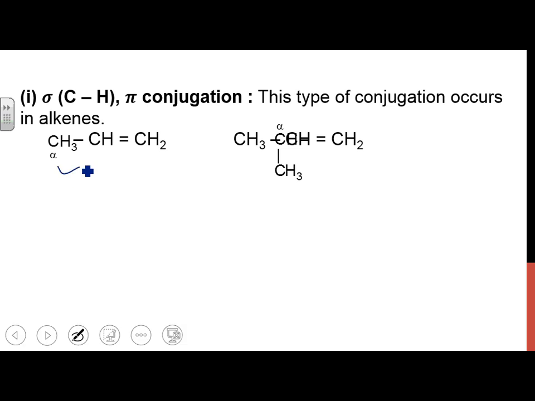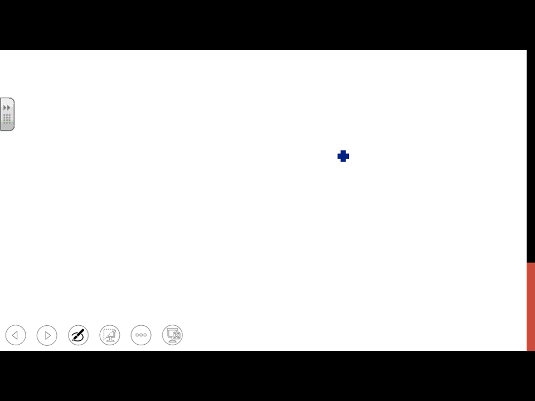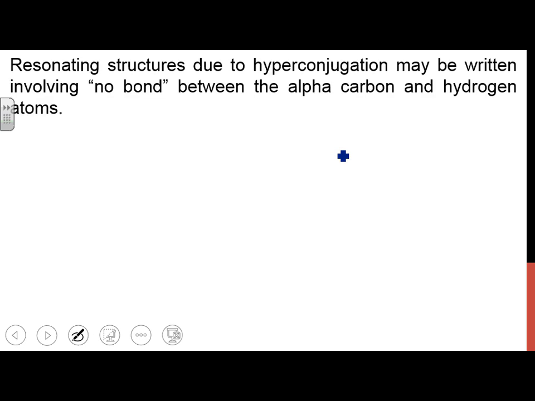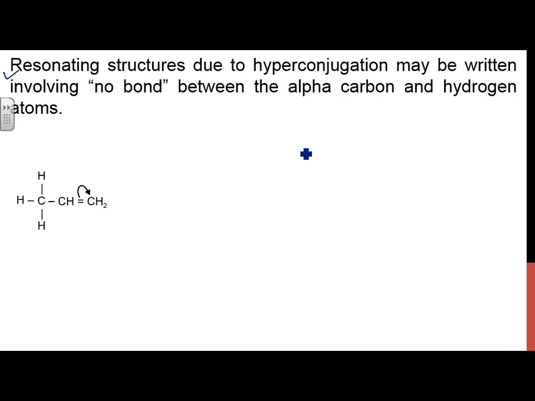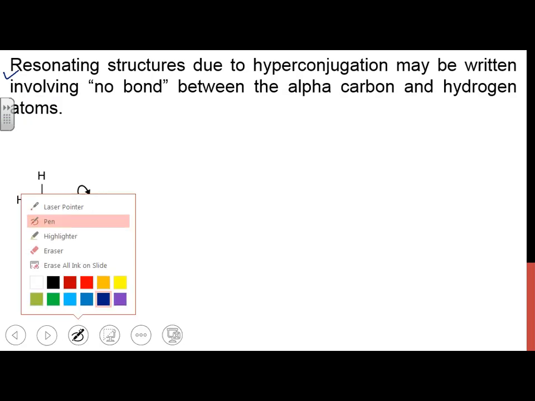Here, this compound will show hyperconjugation because it has alpha carbon, alpha hydrogens. This compound is not properly drawn, but I had already explained it. This compound also I had explained, so no issues. But what is hyperconjugation? Let's see. Before I explain this definition, let me explain in detail what hyperconjugation is with an example.